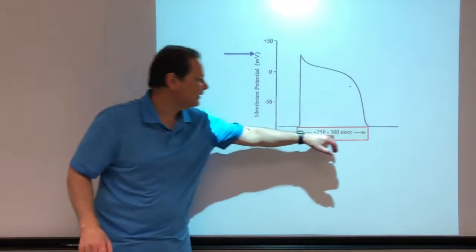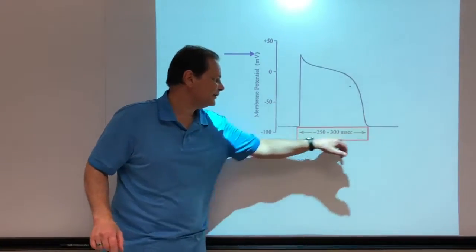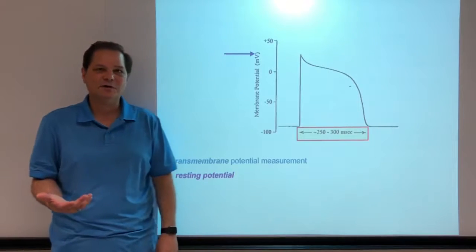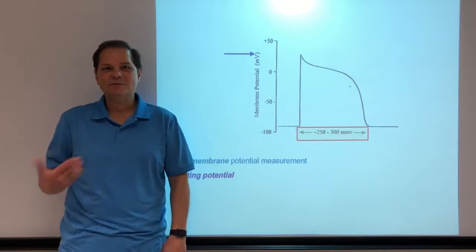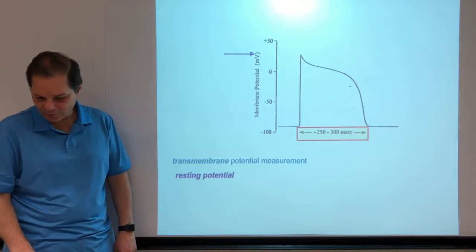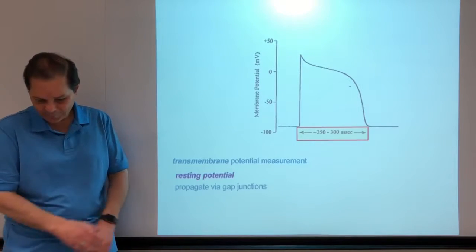So this is the length of our action potential here, about 250 to 300 milliseconds. You'll find that that's much larger than the typical action potential in a nerve or a skeletal muscle. And there's time enough for that, but that's a story for another day, okay?